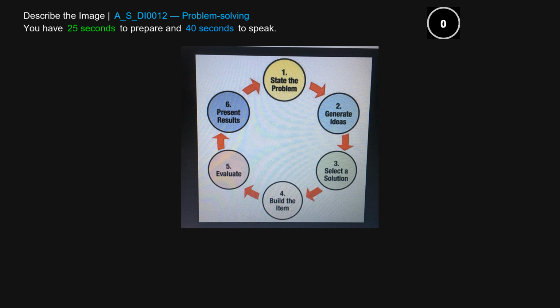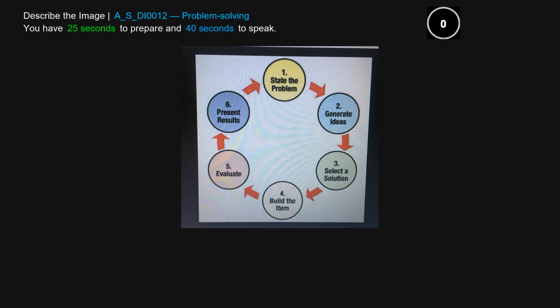The given process chart is showing a total of 6 steps. First step is state problems, then second step is generate ideas, third step is select a solution, fourth step is build the idea, then fifth step is evaluate, and the last step, sixth, is present a result. All steps are necessary to complete this process chart. Overall, this chart is very informative and interesting and provides information about stating problems.